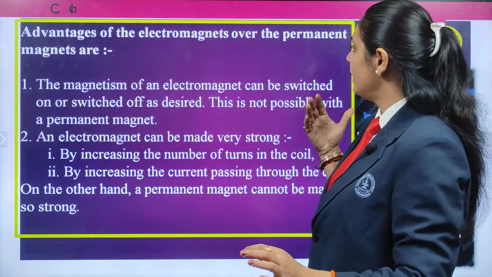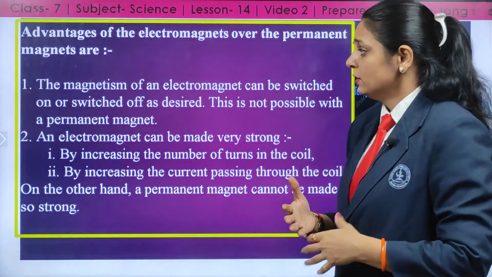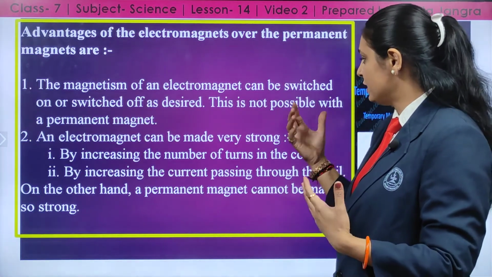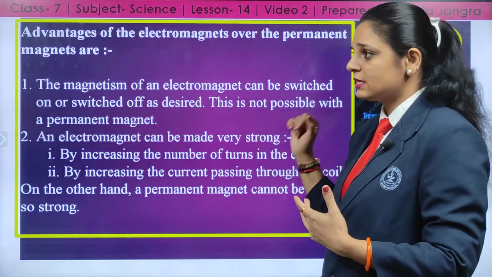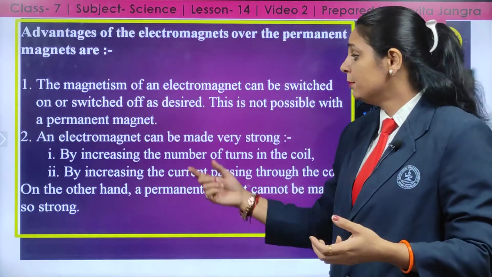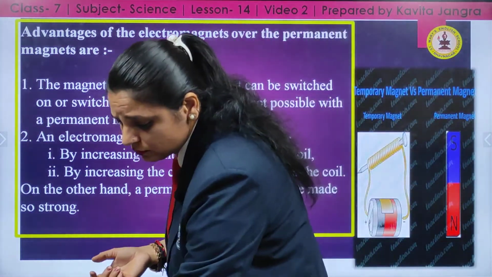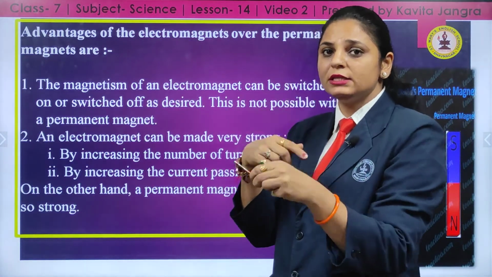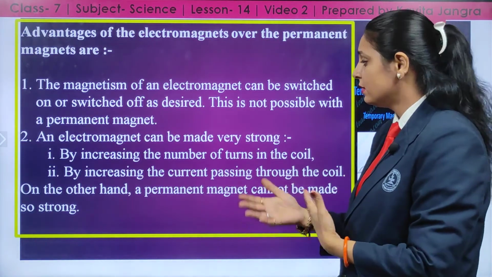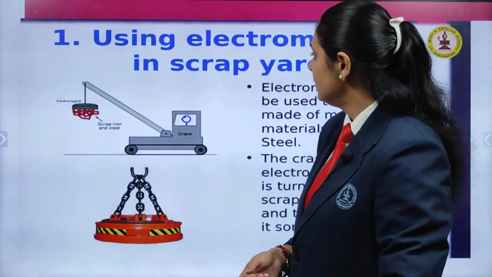So what is the advantage of electromagnet over permanent magnet? The magnetism of an electromagnet can be switched on and off up to your desired limit, you can keep it on or off, as compared to a permanent magnet. An electromagnet can be made strong. How will you make this strong? By increasing the number of turns of the coils. Secondly, if you increase the current passing through the coil, then also the electromagnetic effect will be increased. This is the advantage of electromagnet.